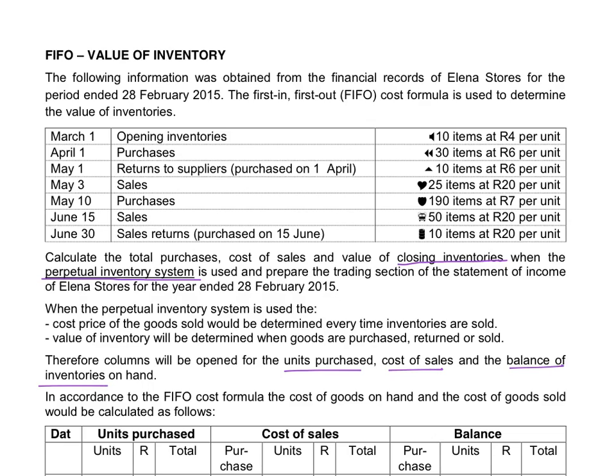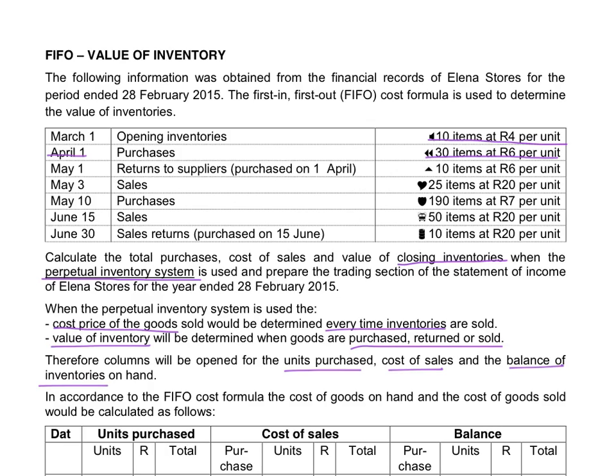When the perpetual inventory system is used, the cost price of the goods would be determined every time inventories are sold. That's very important. The value of the inventory, so what is available when goods are purchased, returned, or sold, will also be calculated every time. So if we look at these entries, the first one indicates that there are 10 items at R4 each.